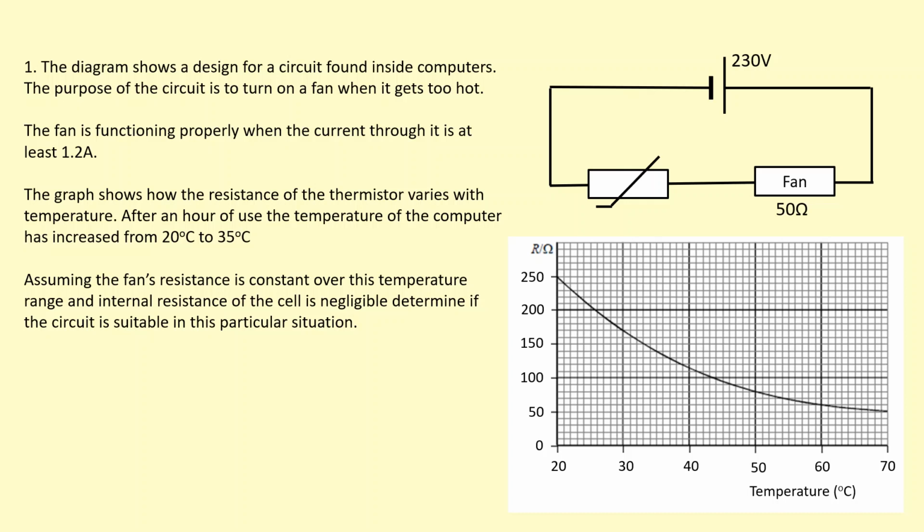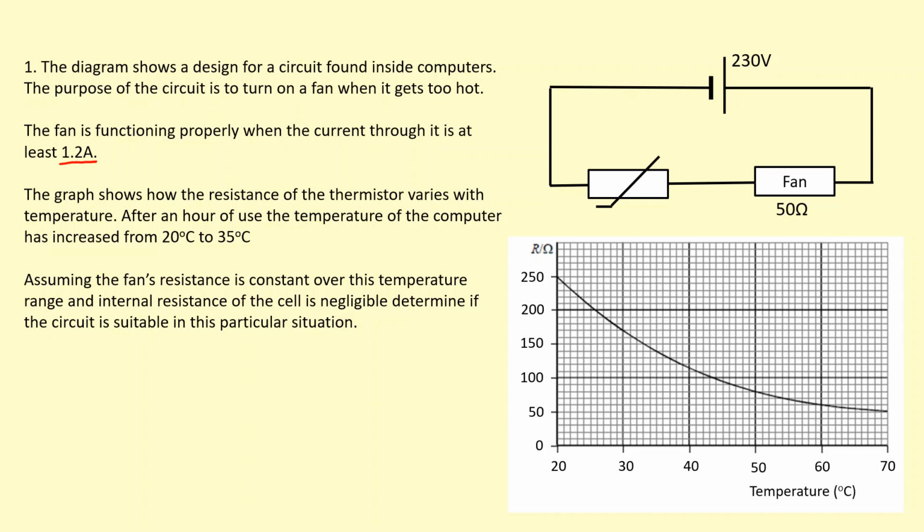Okay, the diagram shows a design for a circuit found inside computers. The purpose of the circuit is to turn on a fan when it gets too hot. The fan is functioning properly when the current through it is at least 1.2 amps. The graph shows how the resistance of the thermistor varies with temperature.